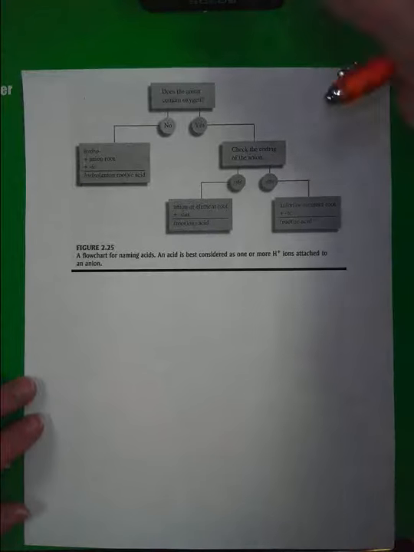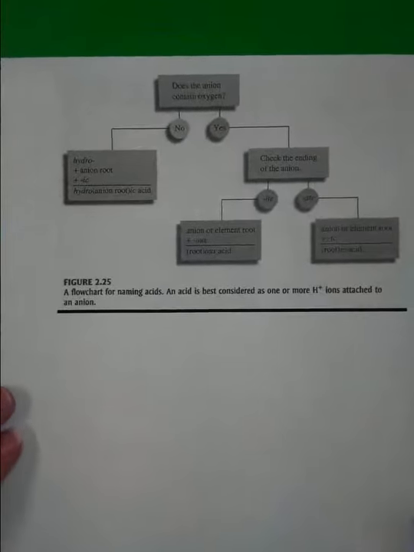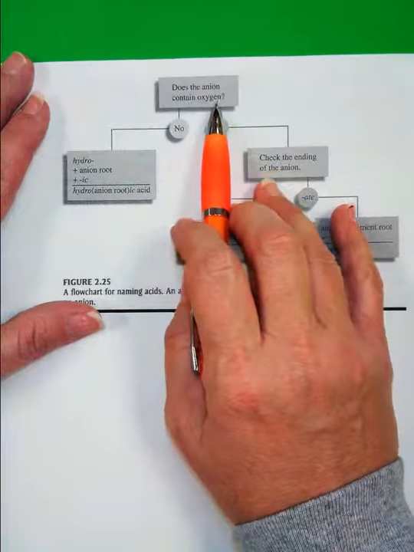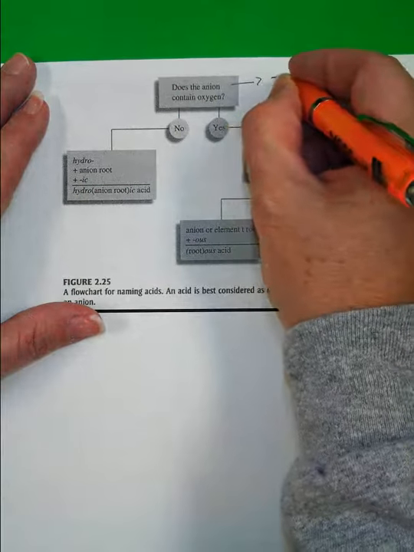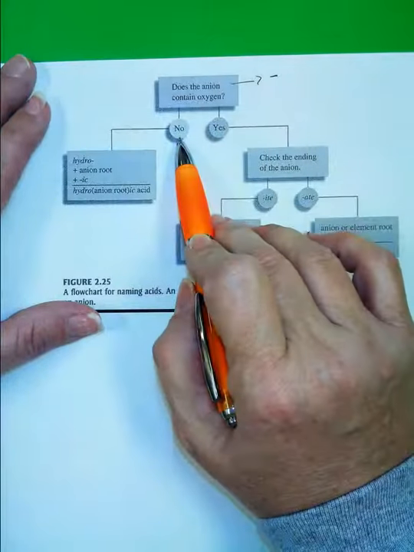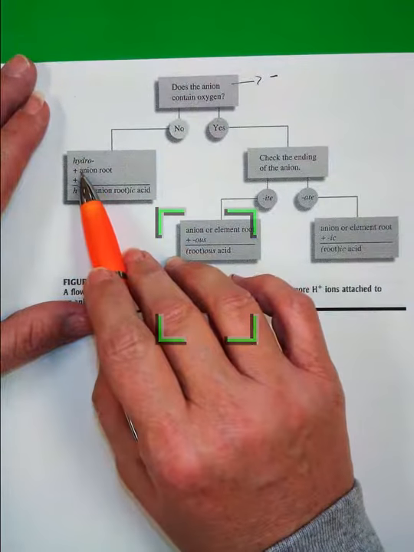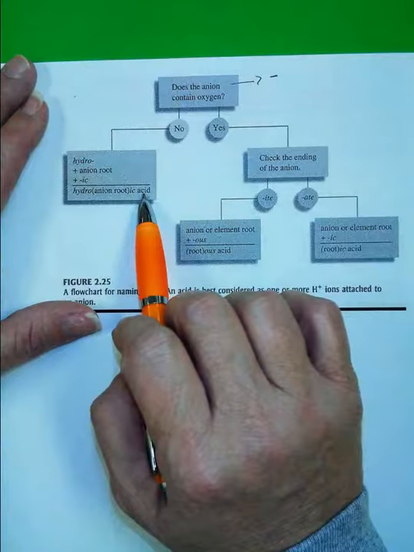Okay, this is going to be a review of acids and naming acids. Remember, the question that you start with on this is, does the anion contain oxygen? And remember, just to review, the anion is the negative component of the compound. So if it does not contain oxygen, we're going to name it hydro, the root, and then ic, and we always tack acid onto the end of it.